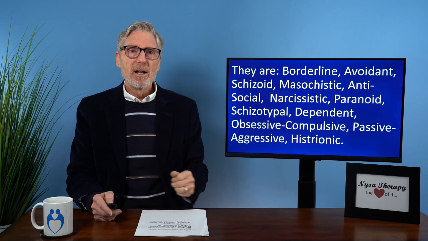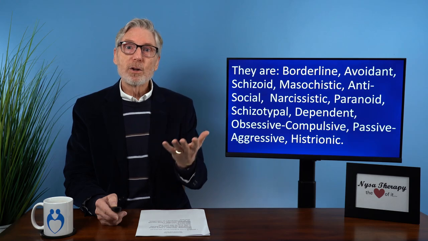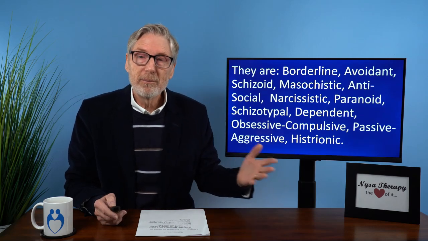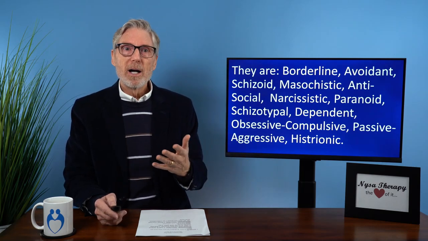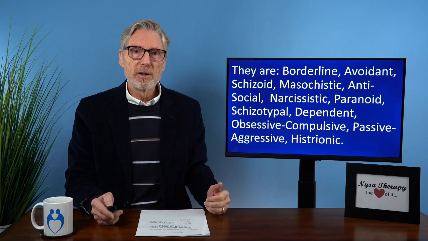That being said, here are the 12 personality disorders that we are inviting and encouraging you to learn the criteria of: borderline, avoidant, schizoid, masochistic, antisocial, narcissistic, paranoid, schizotypal, dependent, obsessive-compulsive, passive-aggressive, histrionic. So, I've been doing this a long time. I still don't know all of them. I know most of them pretty well, but don't pressure yourself about that. You'll learn it over time if you get into this line of work.